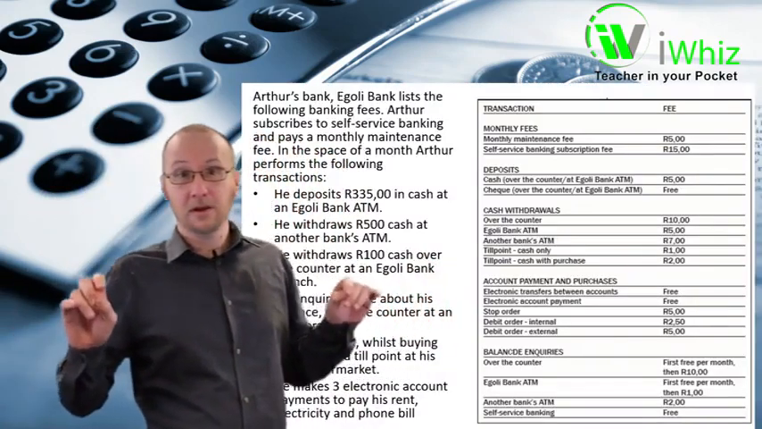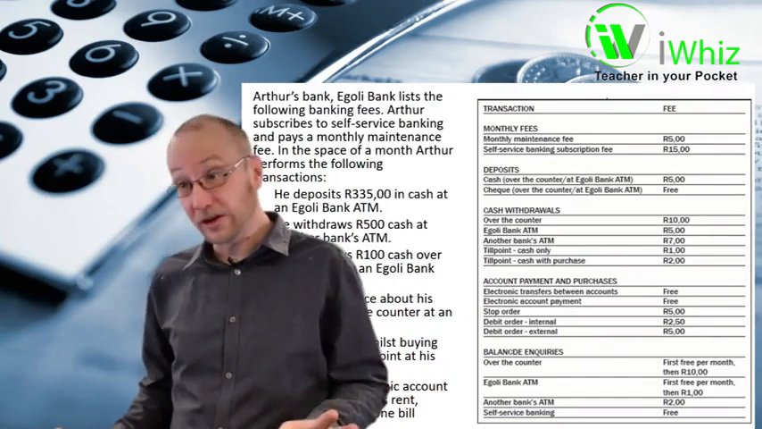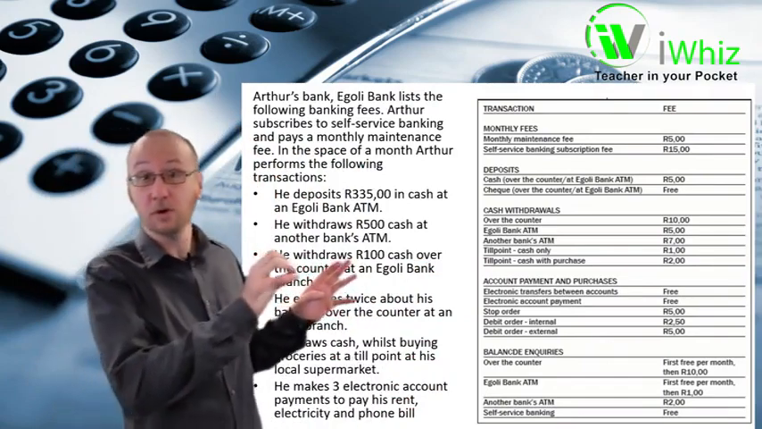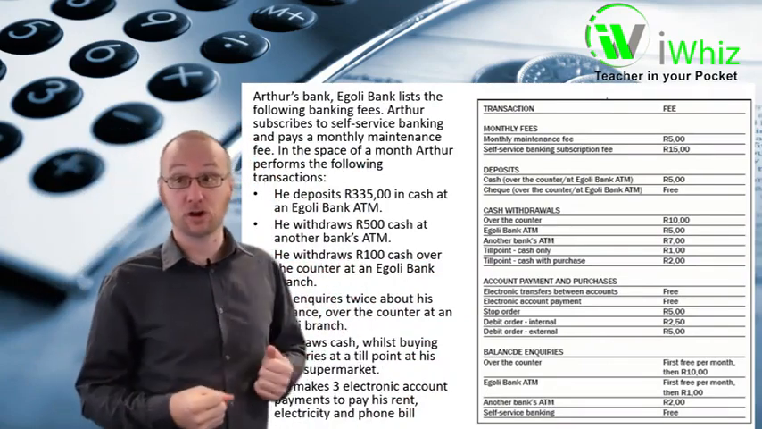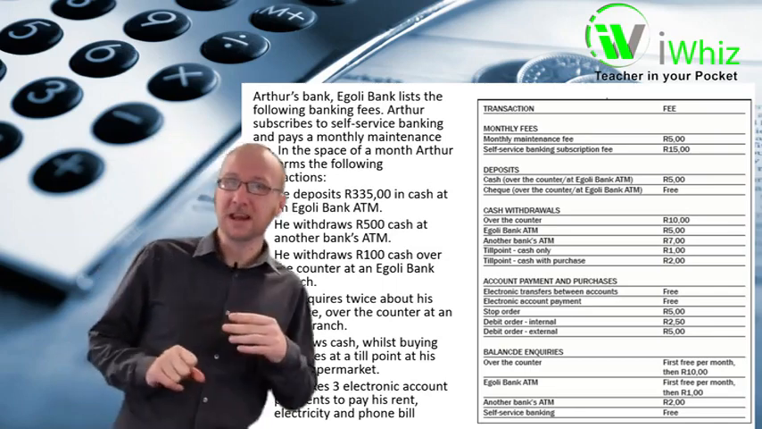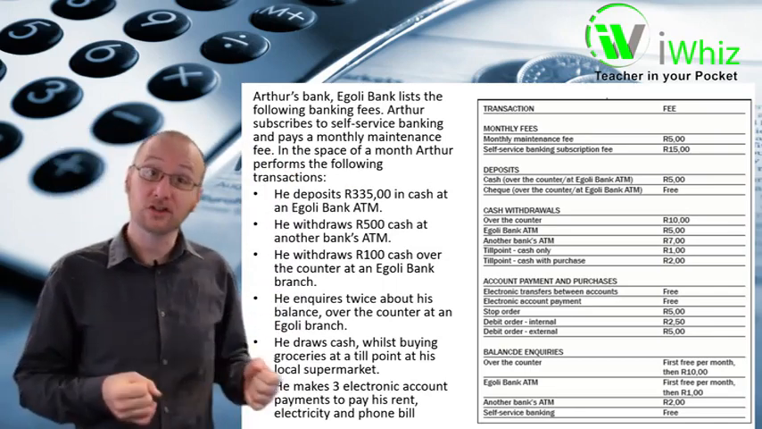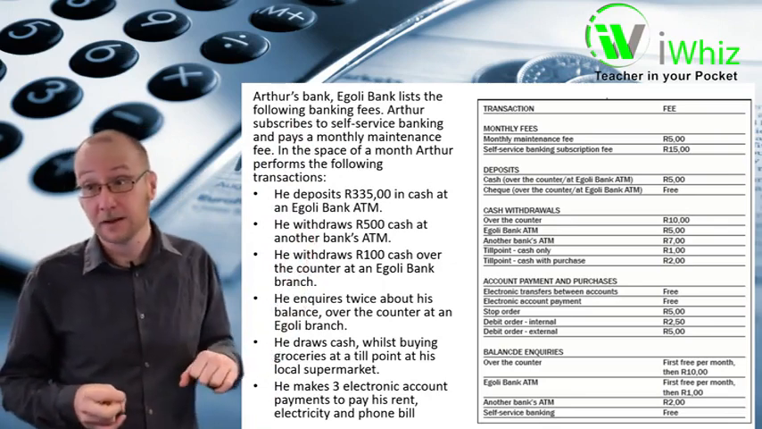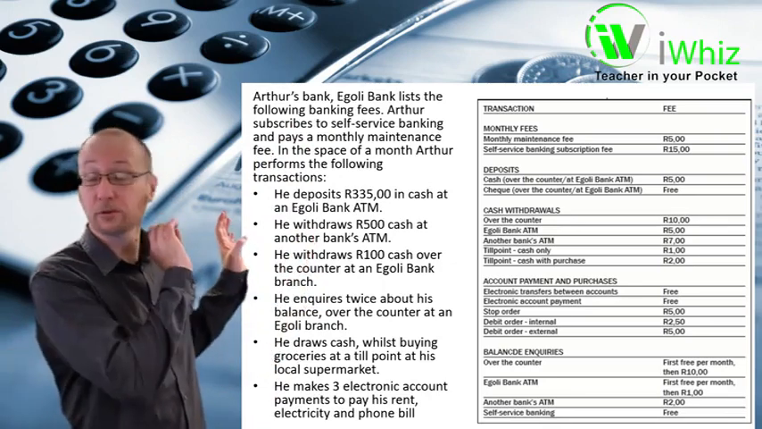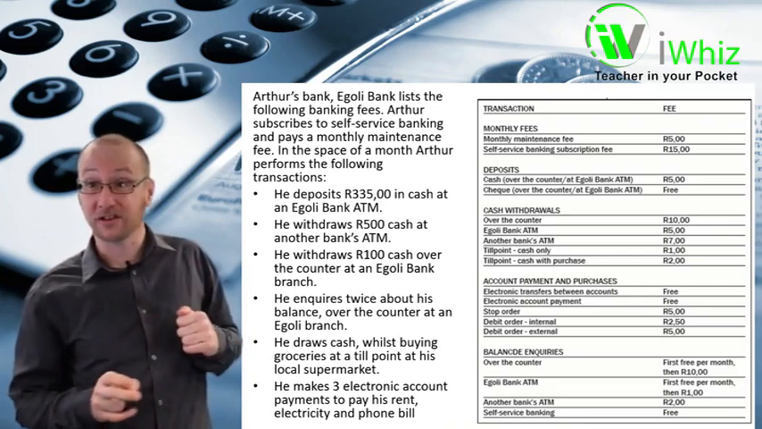Okay, let's move on to our next question. In this question, we're dealing with bank charges. Next to me, you can see we have a list of all the different bank charges that Arthur has for the month. Let's have a quick read through the information that's given.